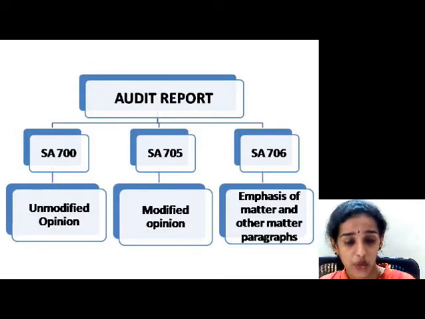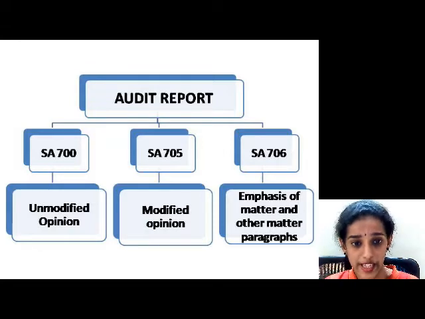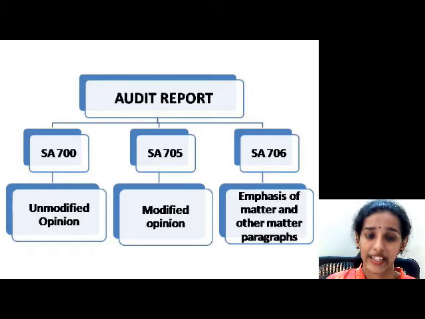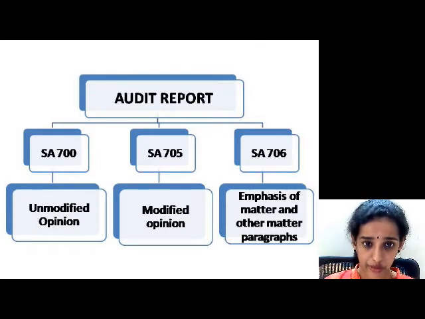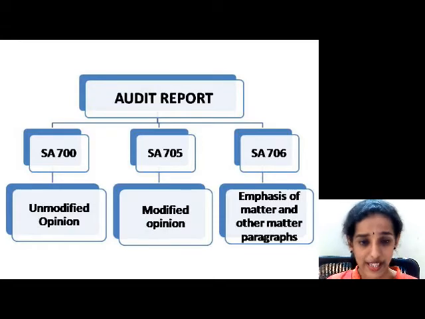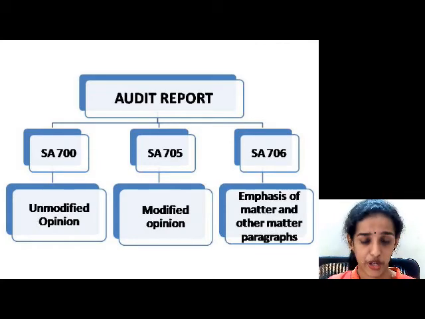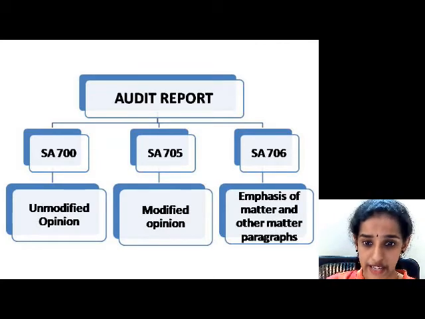Now in SA 700, we'll see what the objectives are, what the factors are that affect the conclusion, what the specific evaluations are, and finally we'll go on to the contents of the audit report. So SA 700 is basically an unmodified report. That is a clean report. No qualifications are given by the auditor. So in such a case, what is the content of that audit report? What does it include? How should the auditor report? So basically we'll go into SA 700.